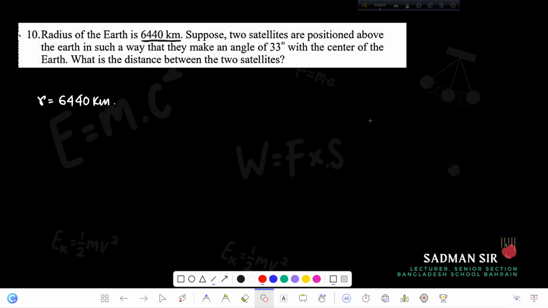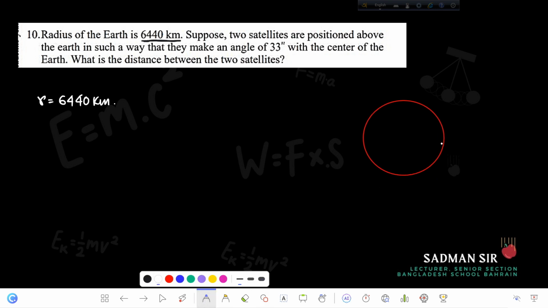Okay, so that means the circle that we are going to draw is going to represent Earth again. So they are placed on Earth, right? So that is the surface of Earth. Let us say this is satellite 1 and this is satellite 2. And when we join them with the center of the Earth, they will form an angle of 33 seconds. And this is R. So they asked us to find out the distance between the two satellites. Again they are asking us to calculate S, right? The length of the arc.